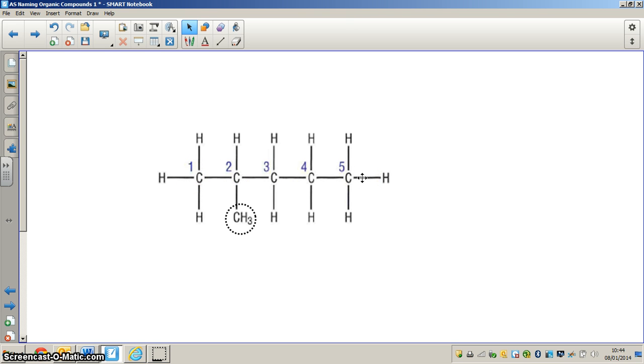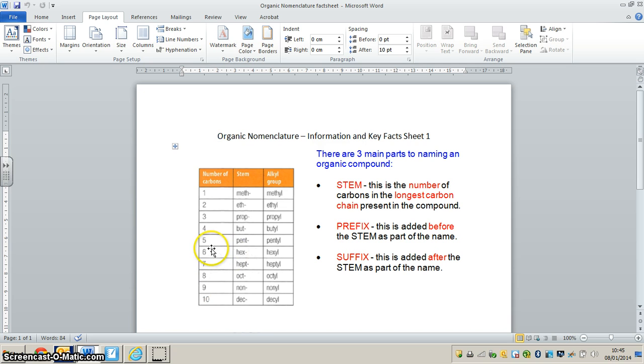And so the first thing we do then is to work out what the stem name is. So looking at our fact sheet, we can see our longest chain length is 5, so that gives us a stem of pent.